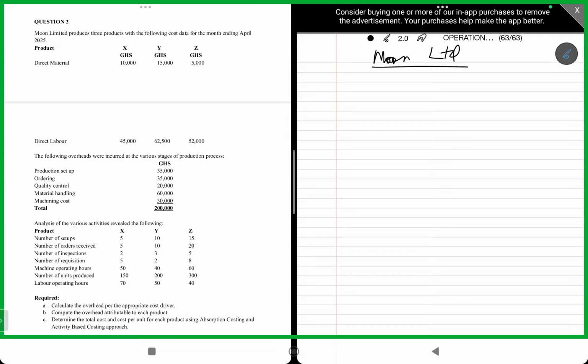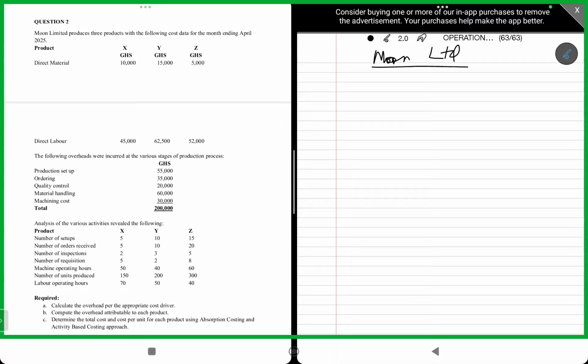Product XYZ. Number of setups XYZ 5, 10, 15. Number of orders received XYZ 5, 10, 20. Number of inspections XYZ 2, 3, and 5. Number of requisitions XYZ 5, 2, and 8. Machine operating hours XYZ 50, 40, 60. Number of units produced 150, 200, 300. Labor operating hours 70, 50, 40.